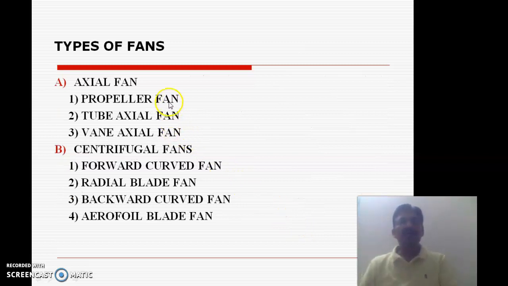So if you see types of fans, there are axial fan and centrifugal fan. Generally we are using the centrifugal fans. In axial fans, there are propeller fan, tube axial fan, vane axial fan. While in centrifugal fan there are different types: forward curved fan, radial blade fan, backward curved fan, aerofoil blade fan.